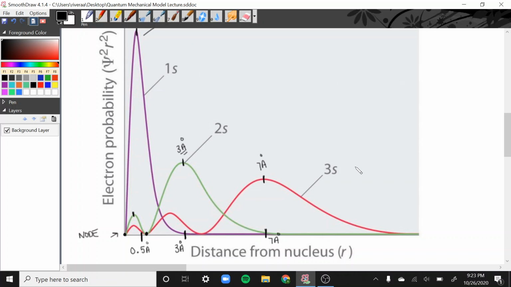The whole explanation I just gave is also true for the 3s electron. Is there a chance that the 3s electron is in that 1s area? Yep. Is there a chance that it's in that 2s area? Yep. Where's the most likely place? In this larger area outside.